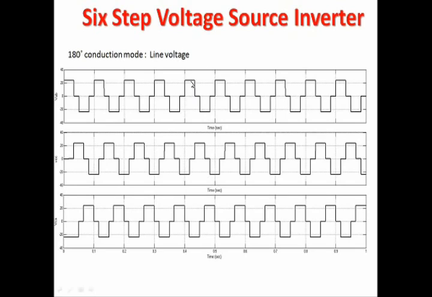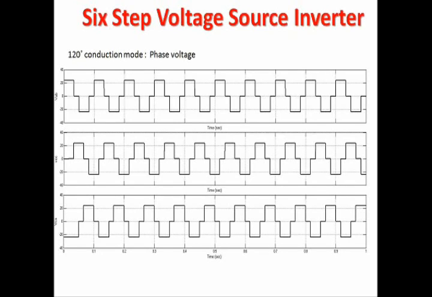Maximum is equal to the V input. If you are giving 24 volt to the inverter, the maximum line voltage will be plus 24, 0, and minimum will be minus 24. It is a simple line voltage waveform for the 6-step voltage source inverter. These two, phase and line voltages, are predicted from the 180 degree conduction mode.